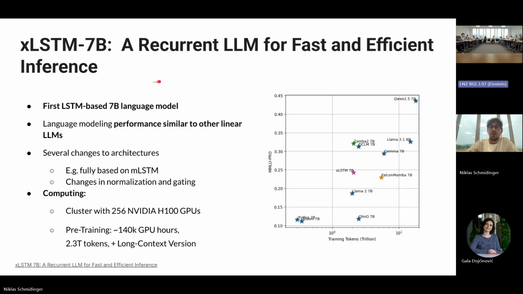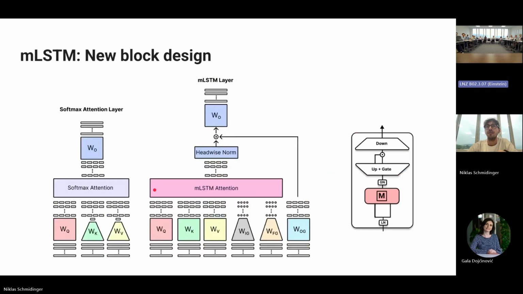So you have this recurrent LLM, and it's fully based on xLSTM. This is important for the parallelizability, right? And it also has some changes in the normalization and the gating. So this is basically the architecture that I have shown here. This is what is used in the 7 billion model because it's faster, and because it's parallelizable, it's more efficient.